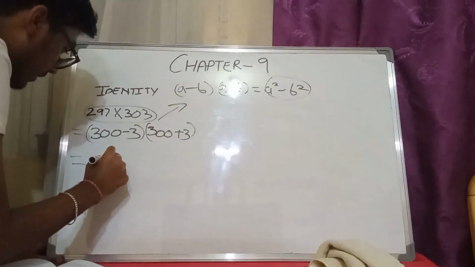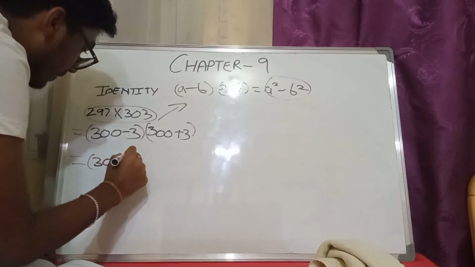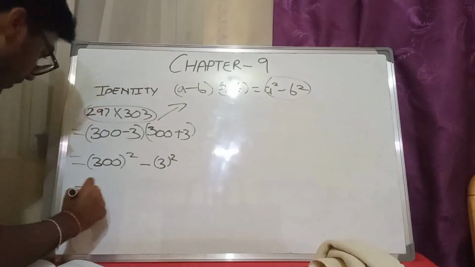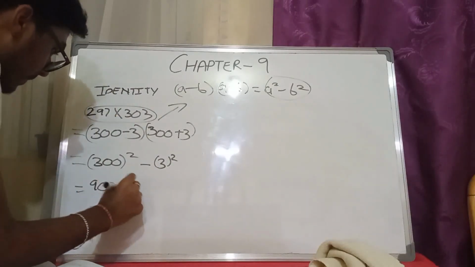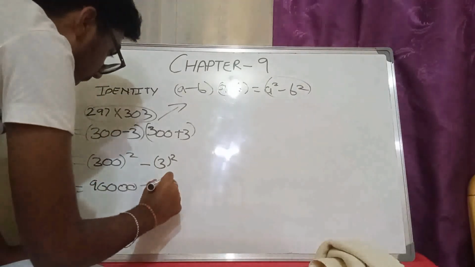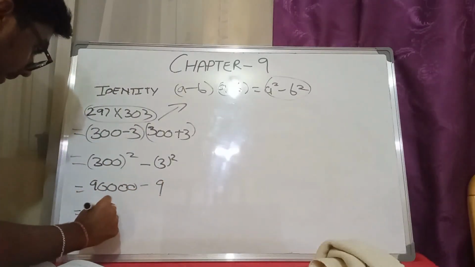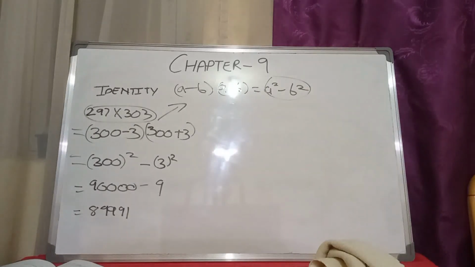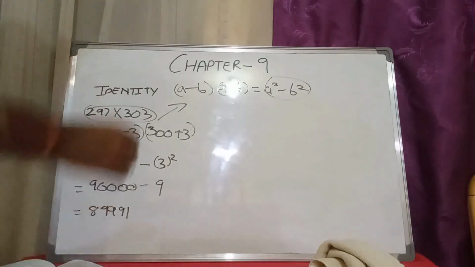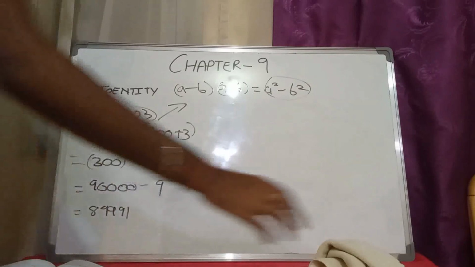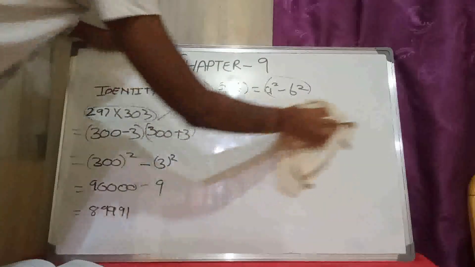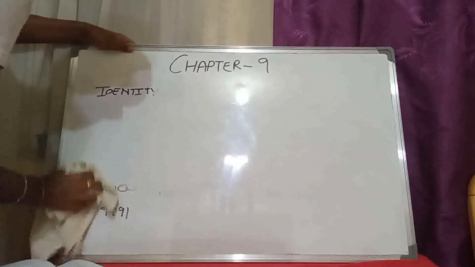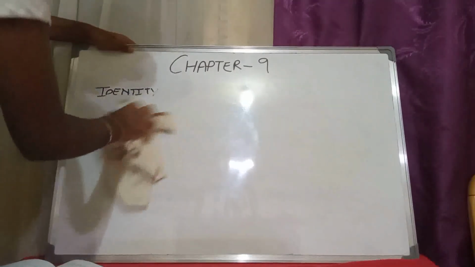So it will be 300 square minus 3 square. So it will be 90,000 minus 9 equals 89991. This is the answer. So this is how we use (a minus b) into (a plus b) in real life multiplication, and we can do it very quickly. That's why this is a very important identity.